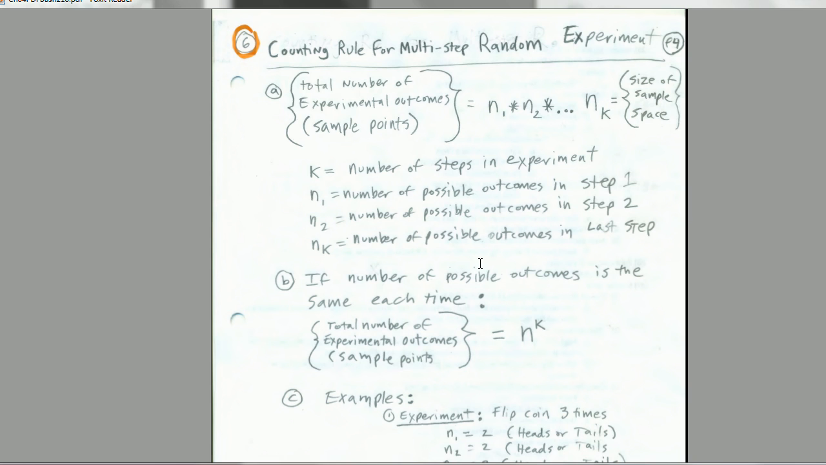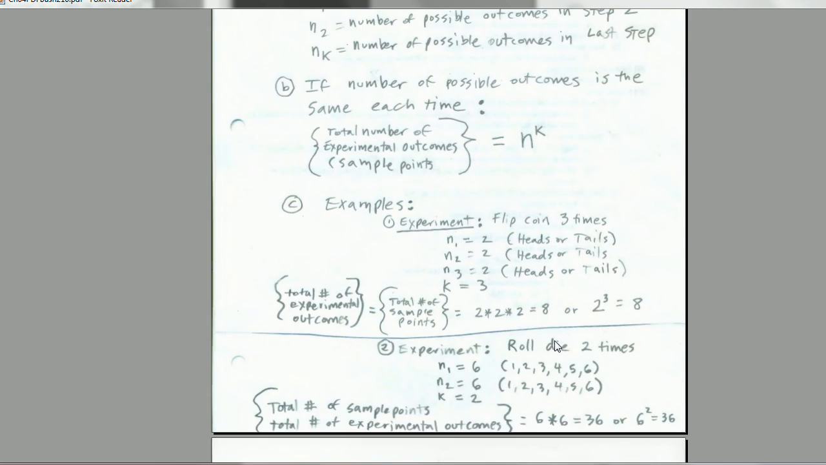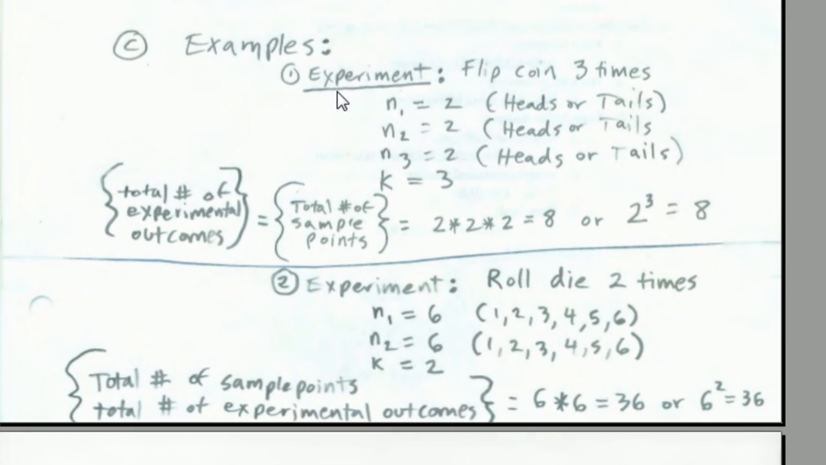Now, if the number of possible outcomes is the same each time, we can simply take the number of outcomes raised to the total number of trials. Here's 2 examples. Flip a coin 3 times. Well, it's N 2, 2, 2. And why? Because we either get heads or tails, heads or tails, heads or tails. So 3 steps, multiply 2 times 2 times 2, we get 8. Or because N is the same each time, number of outcomes, we can simply go 2 to the 3rd.